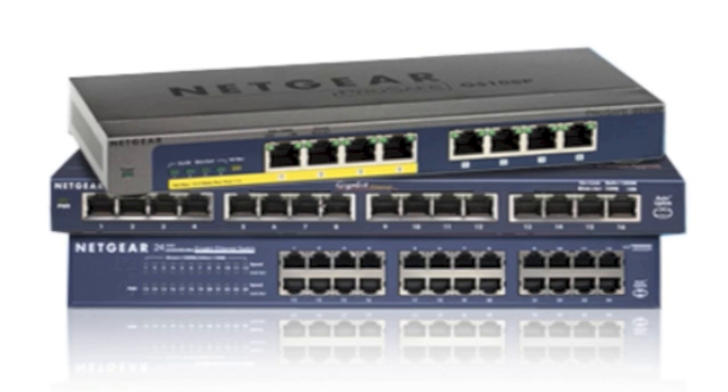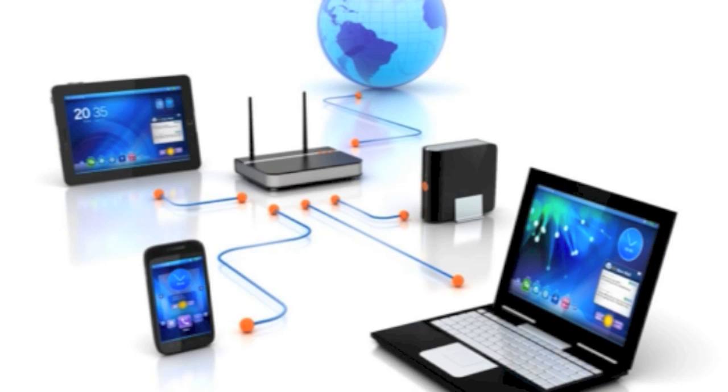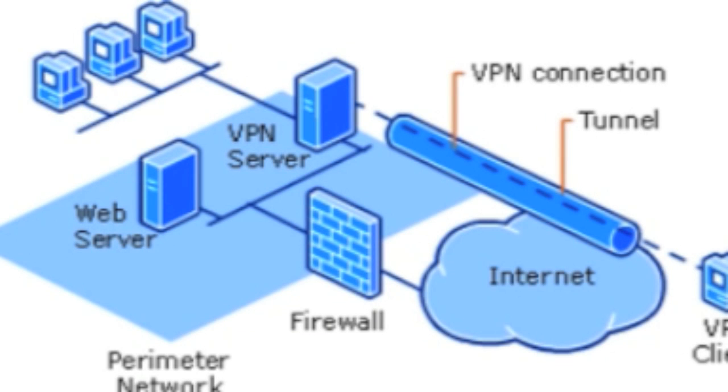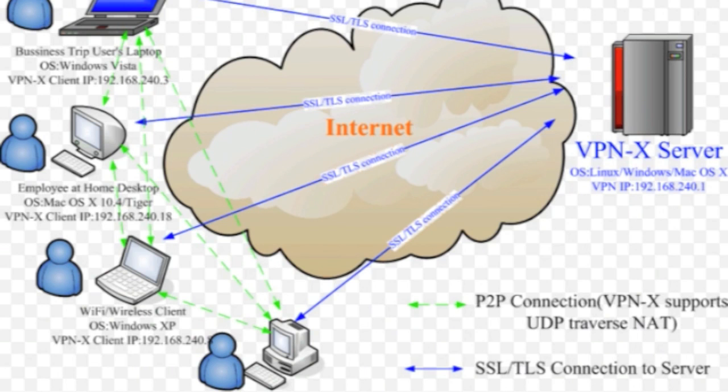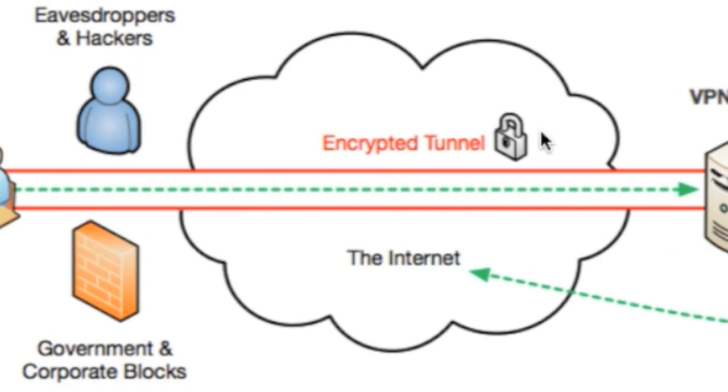So now that an idea of what a network is has been illustrated, we can take a look at what a VPN is. VPN stands for virtual private network. When you connect your computer or another device, such as a smartphone or a tablet, to a VPN, the computer acts as if it's on the same local network as the VPN. So then all your network traffic is sent over a secure connection to the VPN.